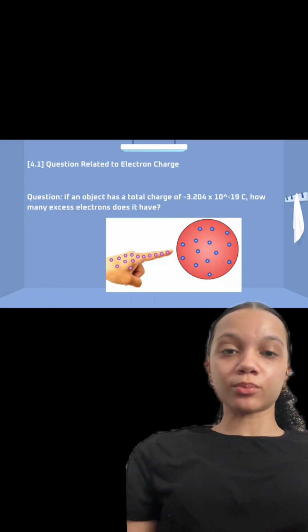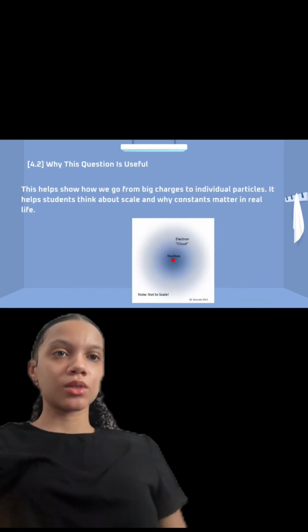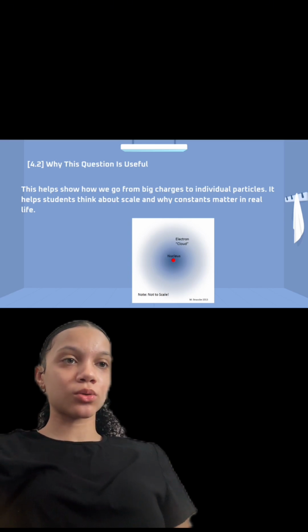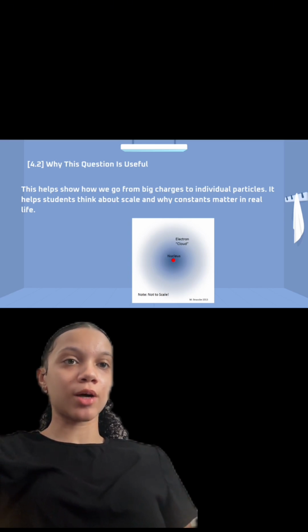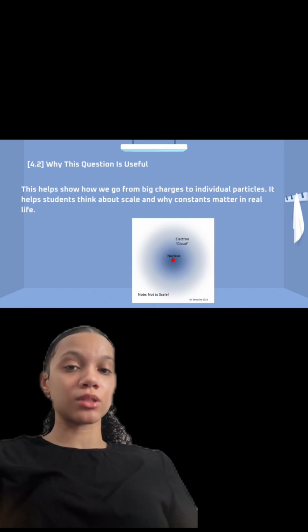So this is our group project question. If an object has a total charge of negative 3.204 times 10 to the negative 19 Coulombs, how many excess electrons does it have? So why is this useful? This type of question helps connect large-scale electrical values to individual particles. It helps students understand scale and the importance of constants in real-world physics.